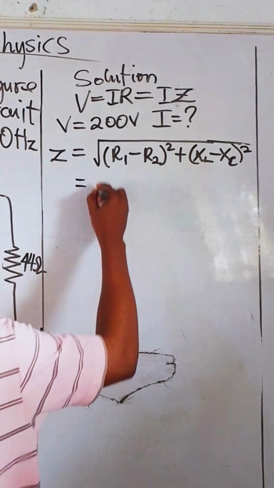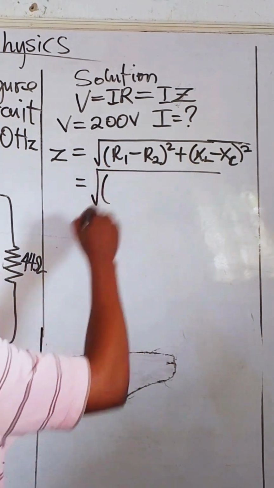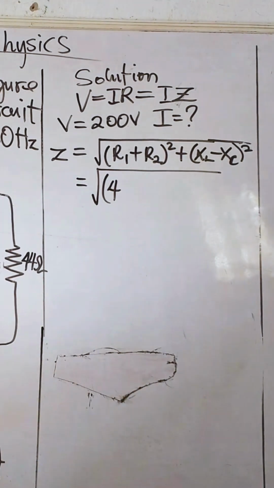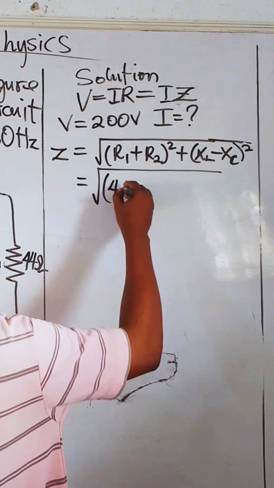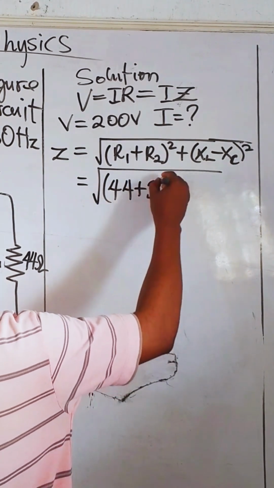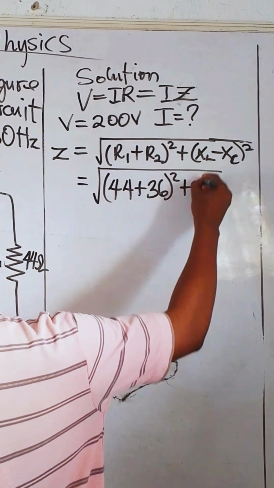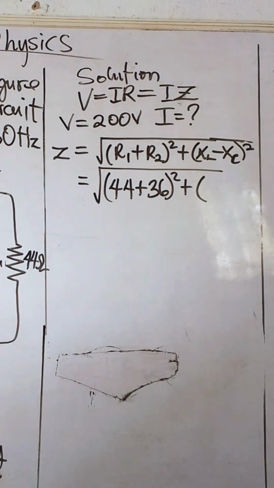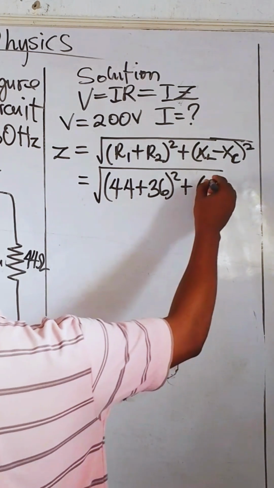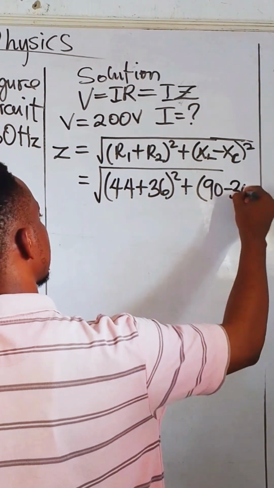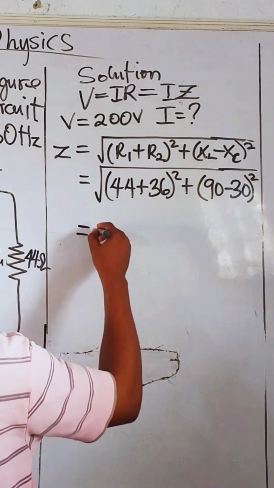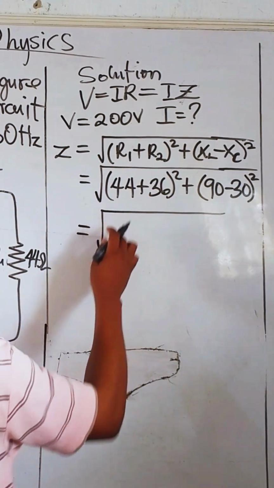So therefore, Z is equal to, what is our R1? 44. We're going to add it because it is in series. So we add it because they're in series. 44 plus 36, all squared, plus the inductive reactance, which is 90, minus 30, all squared, right? So what do we have? If we add this, we are going to get what?